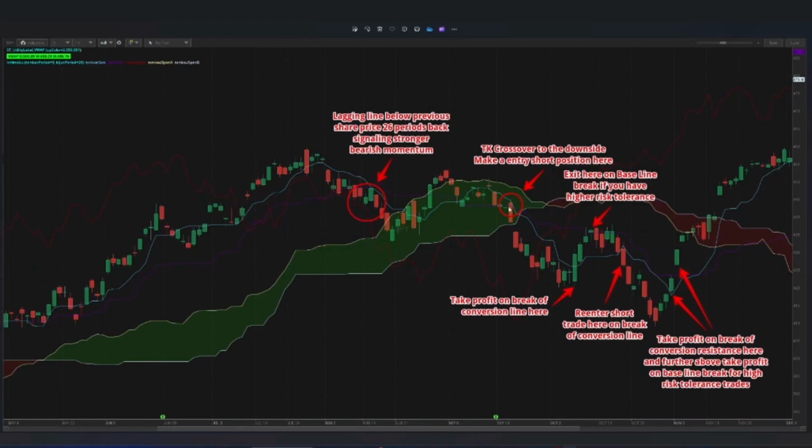And to reiterate, when the TK crossover to the downside happened, your share price was already beneath the blue conversion line, which is good. That's a signal you want to see. And the lagging line was actually beneath the last 26 period price action in the past, showing that the current bearish momentum here is actually stronger than the bearish momentum in the past. So if you just take this red candle, move it all the way right here, that's where the endpoint of the lagging line would be, and the share price is above it. So this is a good signal. So you would get into that trade.